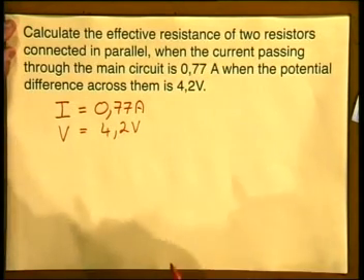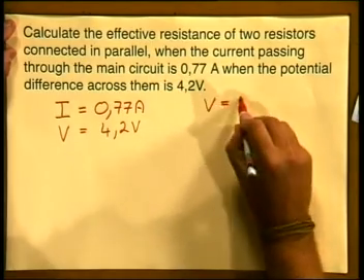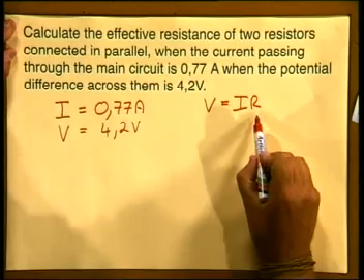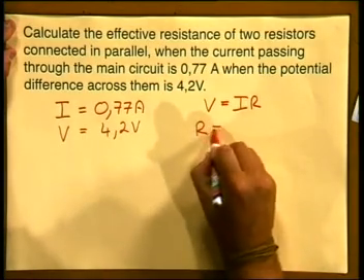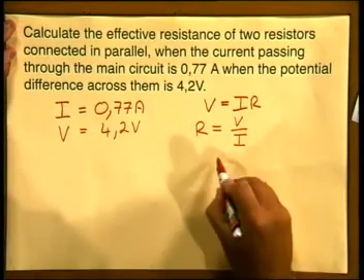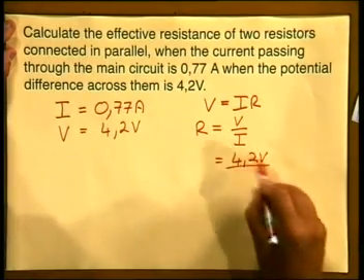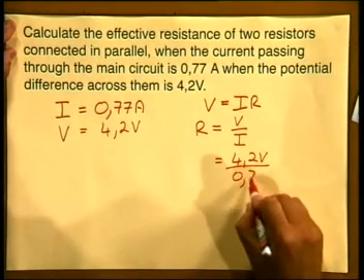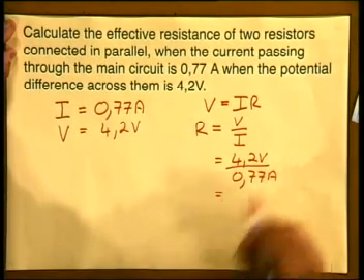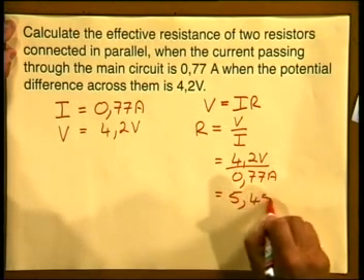Now we approach this problem in exactly the same way. We write down our main equation, V is equal to I times R. We're looking to calculate effective resistance R, so let's make R the subject of the formula. So R is equal to V divided by I. We substitute in our values. V is equal to 4,2 volts. I is equal to 0,77 amperes. 4,2 divided by 0,77 gives us an answer of 5,45 ohms.